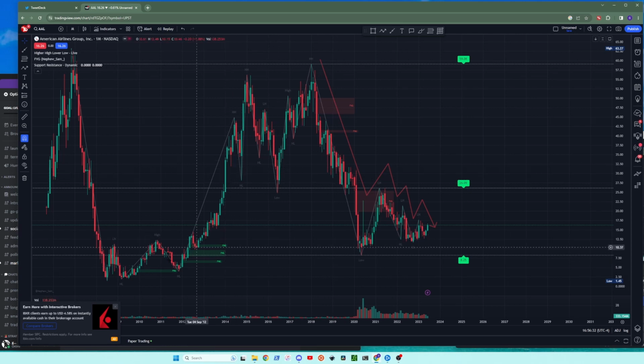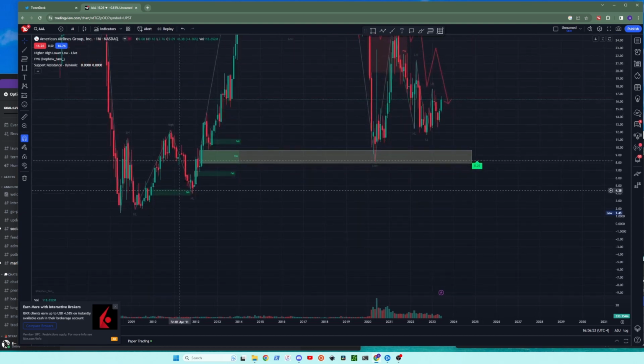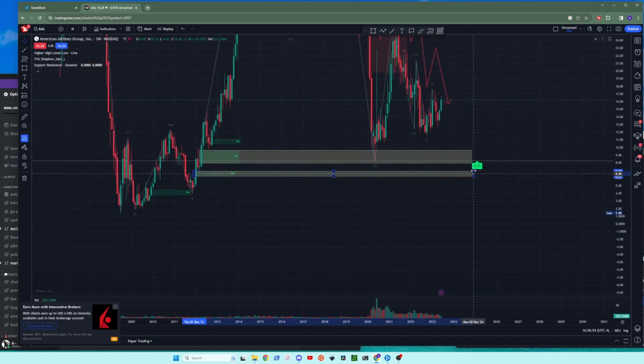notice fair value gaps are getting filled all over the place. So if I had to chart these out, this gap almost got filled. Acted as some support there. There's a smaller one right below it. And then there's another one all the way down here that pretty much got filled, but it looks like it didn't, but that acted as some support.